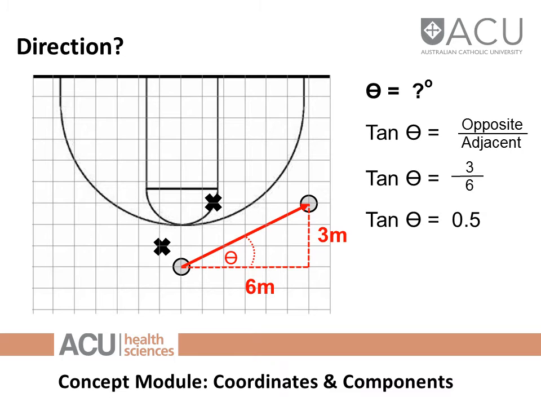Now we need to get that angle by itself, so we have 0.5 divided by tan. Now to represent that on a calculator, you need to put in 0.5 tan inverse, or inverse tan. It's calculated differently in different calculators, so be aware of that. And the angle is therefore 26.57 degrees.